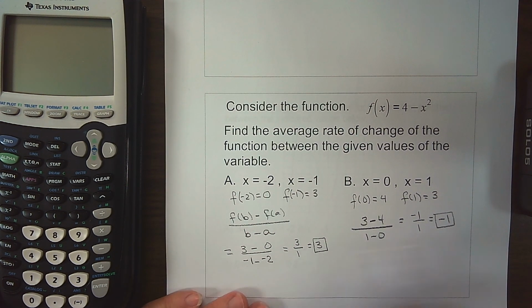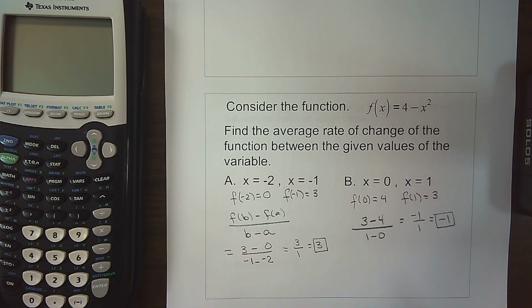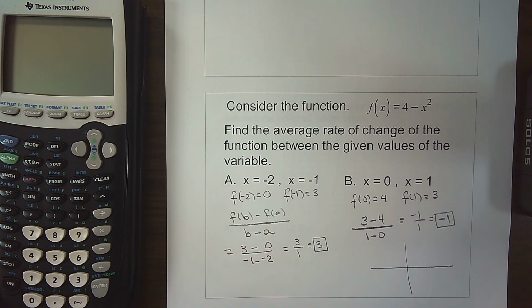So why the different average rates of change for this particular function? Again, because it's not linear. If it were linear and average rate of change is really the same thing as slope, then it wouldn't matter what two points we'd select. We'd always get the same average rate of change or slope. But again, we don't call it slope here because it is changing.